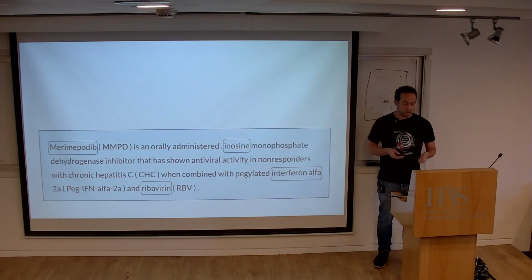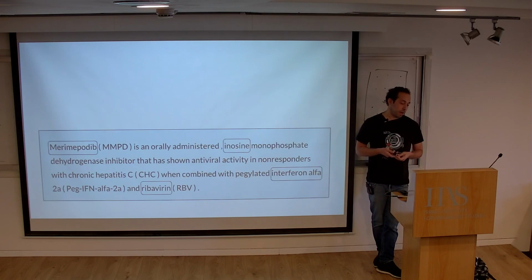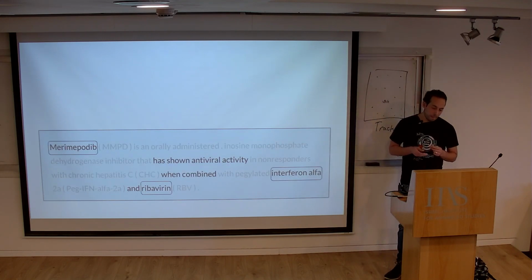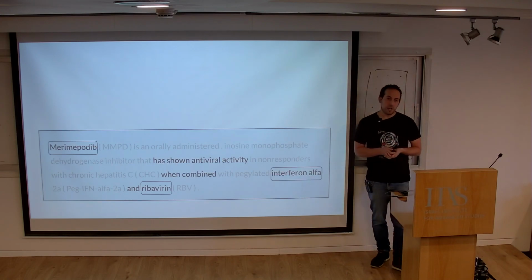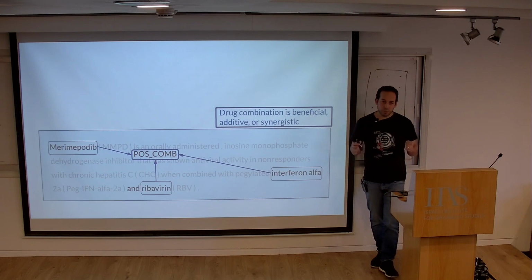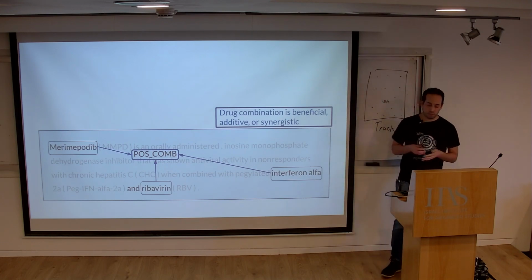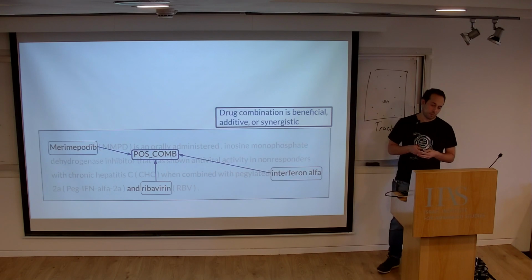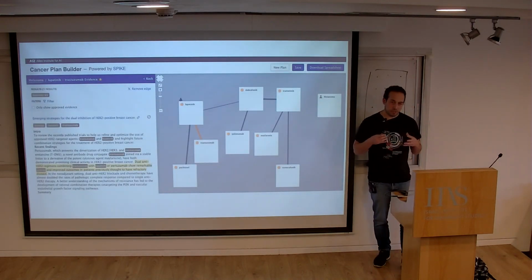So, for example, this is an example from an abstract in PubMed. You can see here some different treatments or drugs highlighted. And now let's focus on this part of the text that tells us that when these drugs are combined, we observe antiviral activity, which means that this drug combination is beneficial or additive or synergistic. And we want to be able to automatically extract this structured knowledge from unstructured papers. And we built an approach to do that.